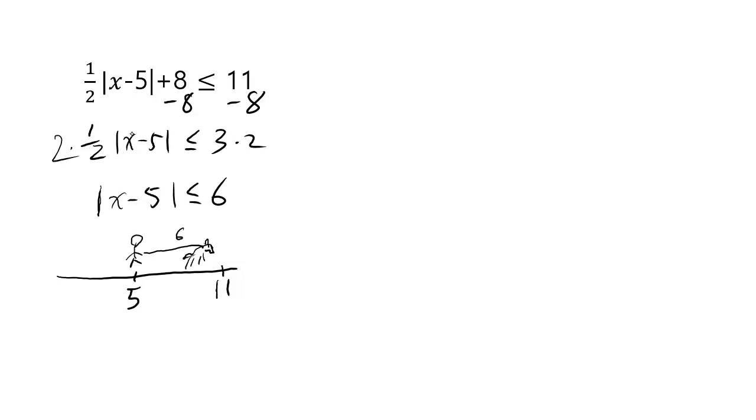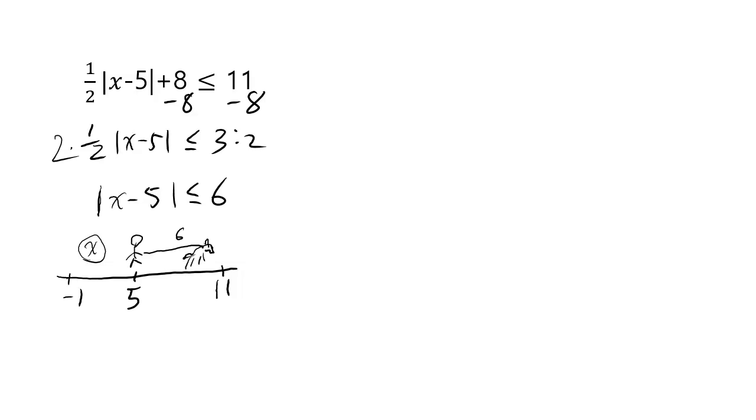And if the dog gives up going in this direction and decides to go this way, then, well, it'll be 5 minus 6, which is -1. So that's the most this dog can go on the left side. So your doggy, whose position is x, should be between -1 and 11. So that's how you think of this.